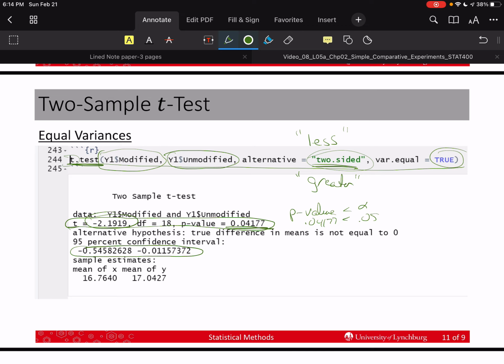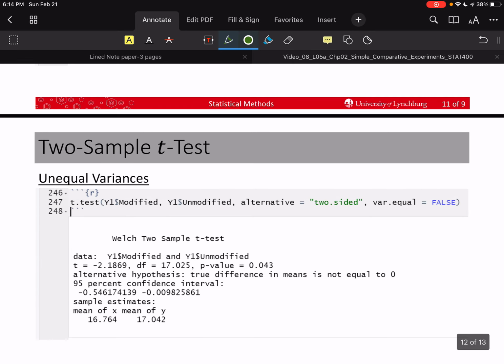Now, if we run the same test and we just change this to false for equal variances, this is the test statistic that we obtained. It's a little bit different, and we get degrees of freedom 17.05, and remember, we had 17 degrees of freedom when we did the calculation. I just rounded to 17 because our table only has whole numbers in it. And the p-value is 0.04, and again, that's less than 0.05, so we would, again, reject the null hypothesis.